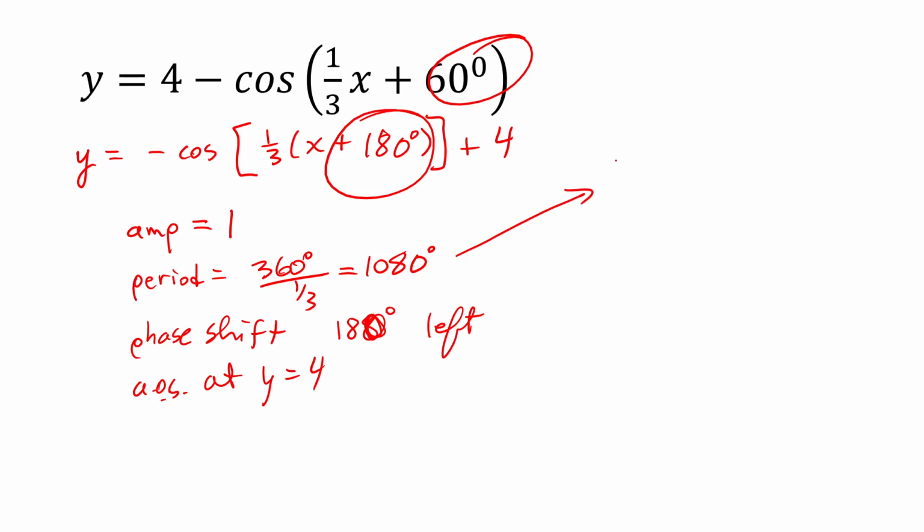It's also worth noting that the key interval is going to be 1/4 of the period. It's always the period divided by 4. 1080 degrees divided by 4 is equal to 270 degrees. So that'll be our key interval in this question. So we write some of that information down.